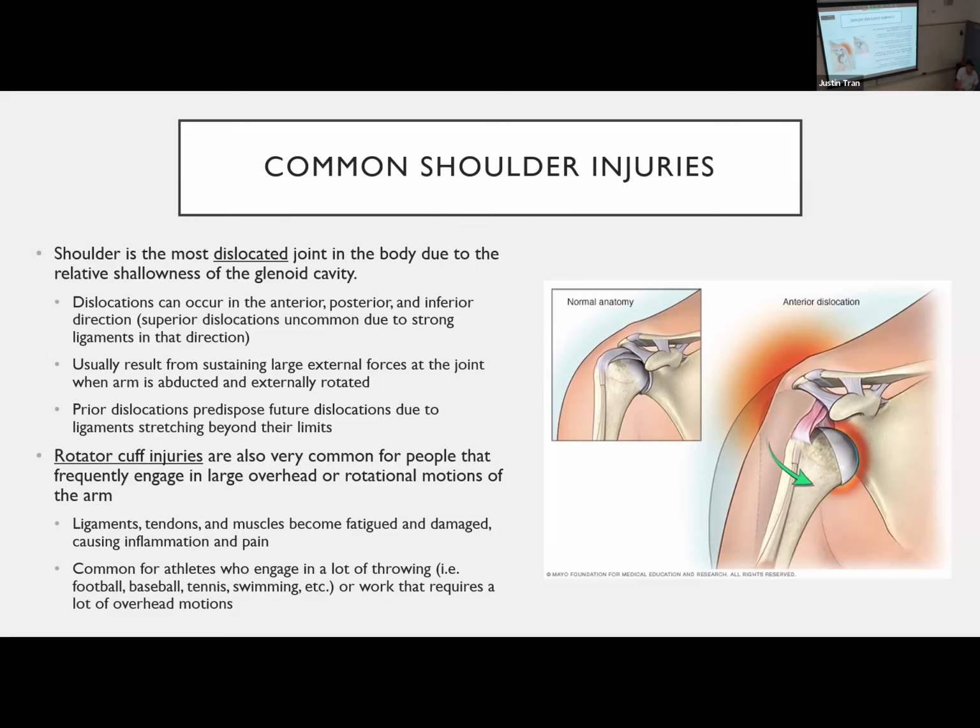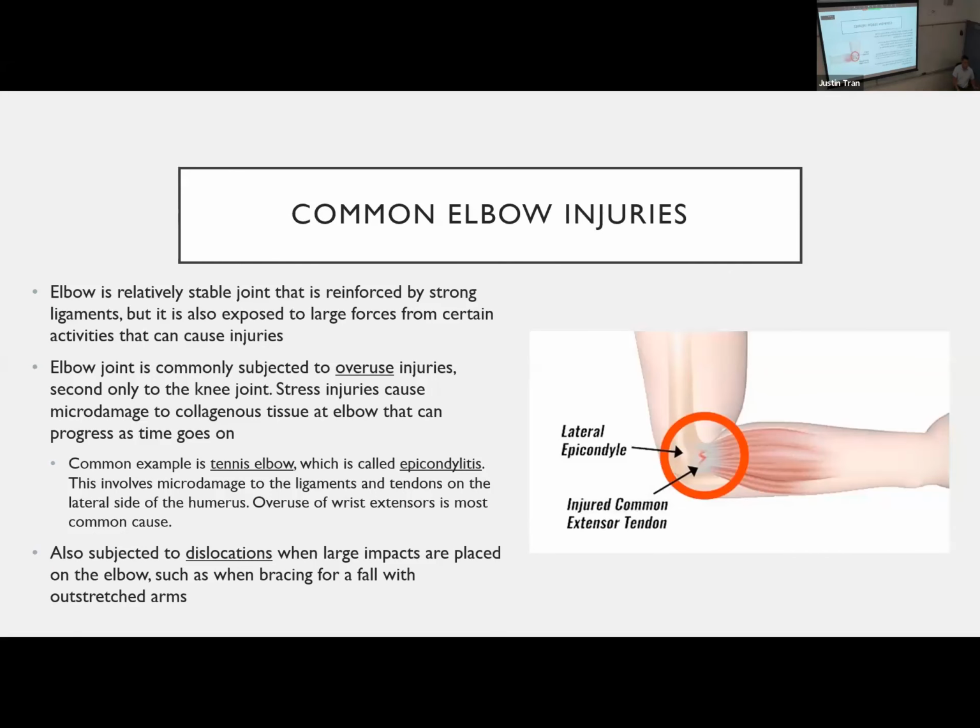Okay. And the rotator cuff is a generic term that refers to all the ligaments and tendons and muscles around the shoulder area. So your rotator cuff is not specifically one ligament or one muscle. It's just all the muscles, ligaments, and tendons in that area. All right.